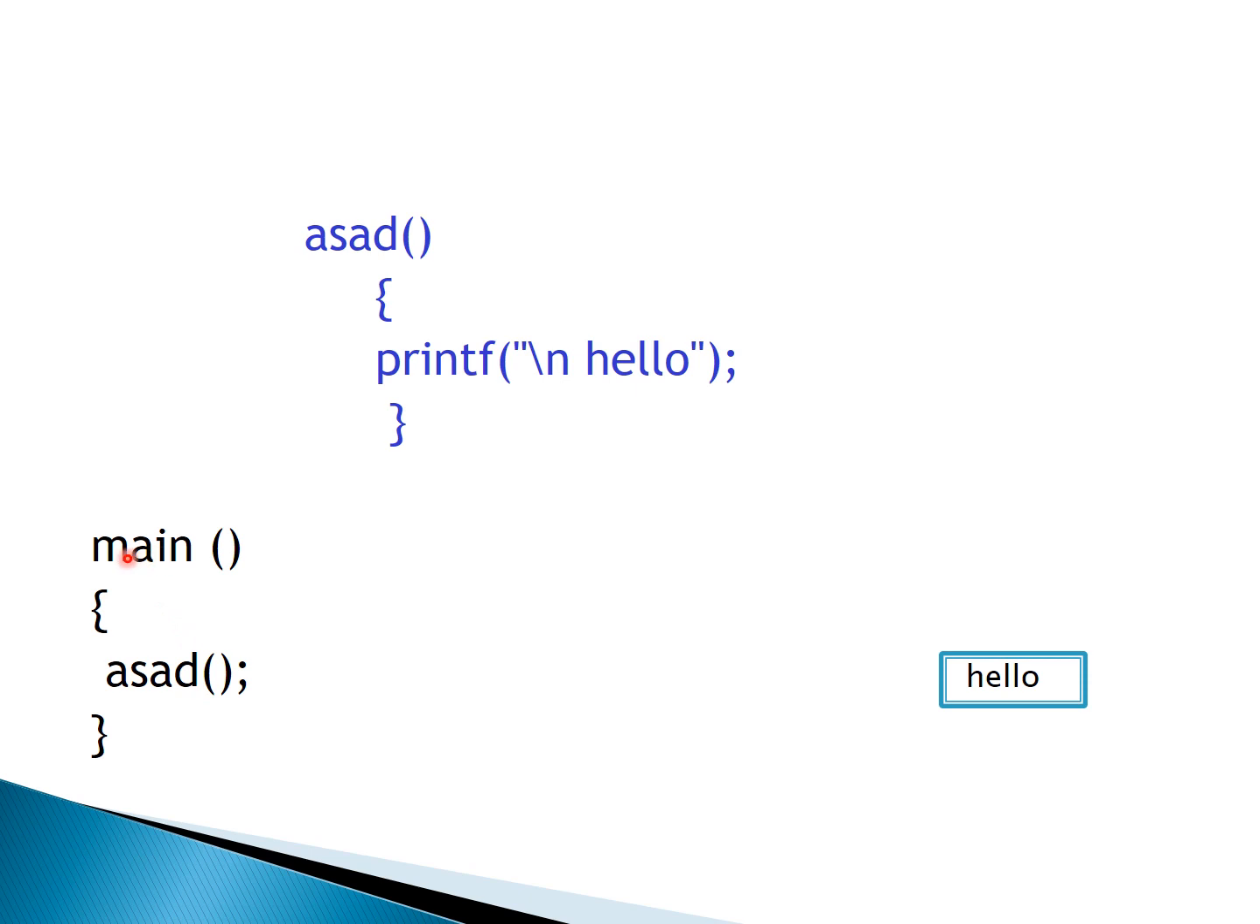This is the calling function. This is the called function, and this is the calling function. So the control will go back to the calling function. Inside the calling function, we don't have any other statement. So that will be the end of the program. So it's very simple.